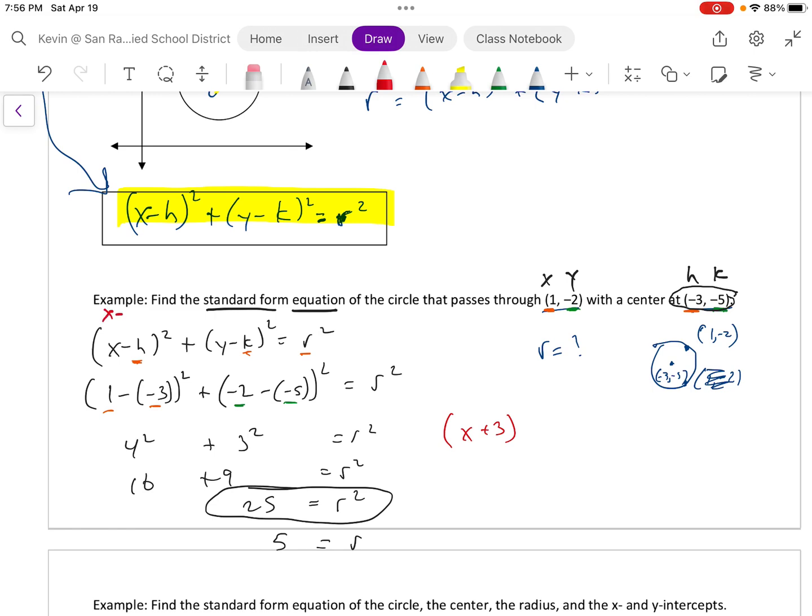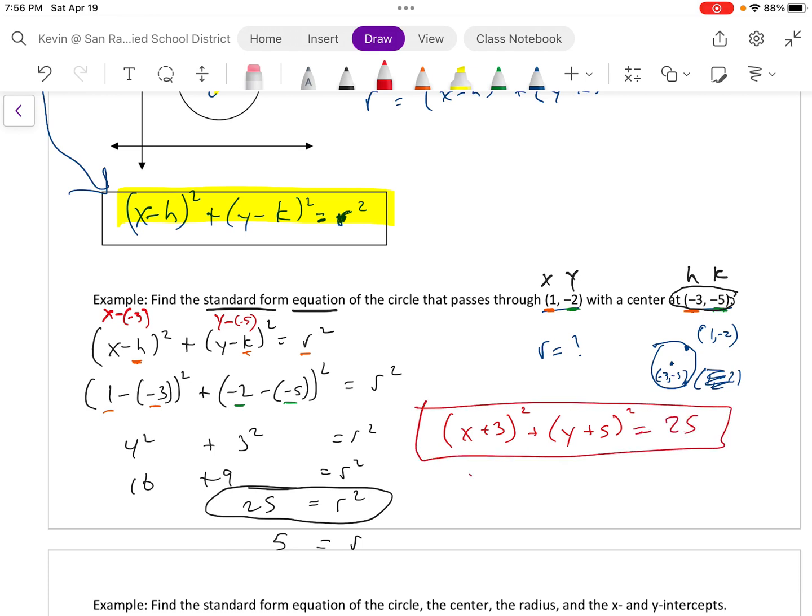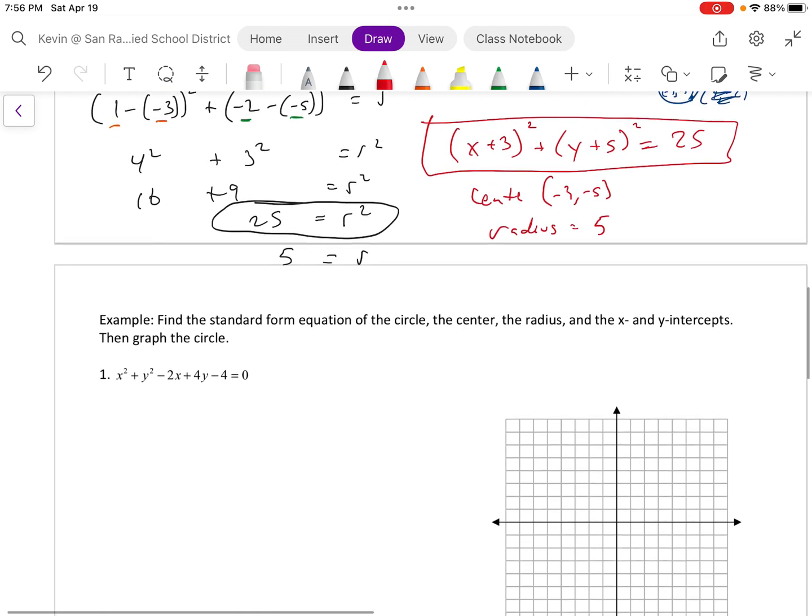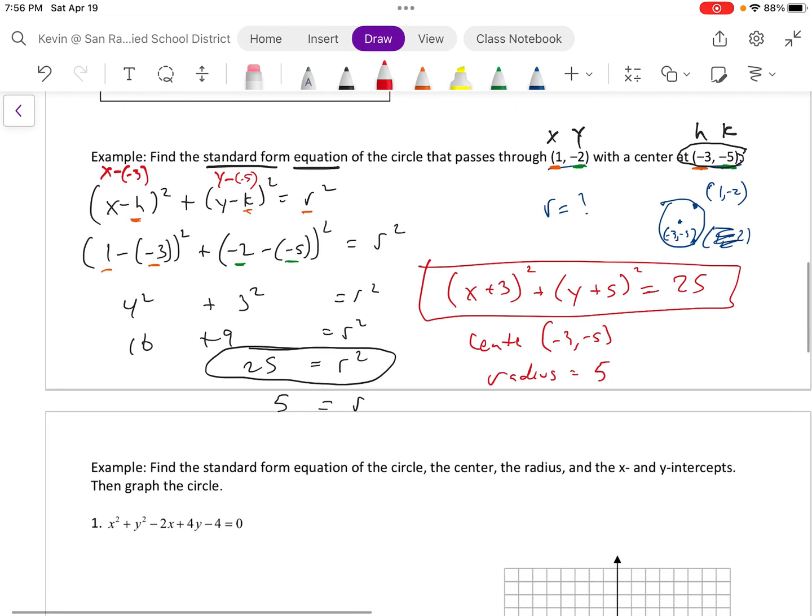So now I can write this as x plus 3, right? Because it's x minus a -3. So it's x plus 3 squared plus y plus 5, because again it's y minus a -5. So that gives me y plus 5 squared equals 25, or r squared. Okay, so our center is -3, -5, and our radius equals 5. Right, not 25, that's the radius squared.